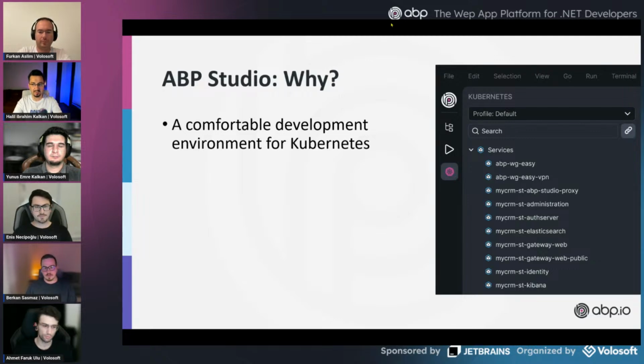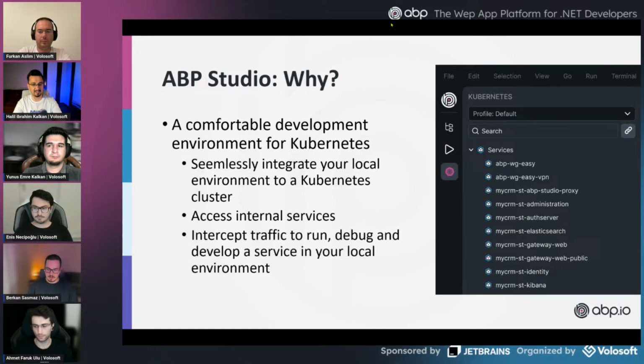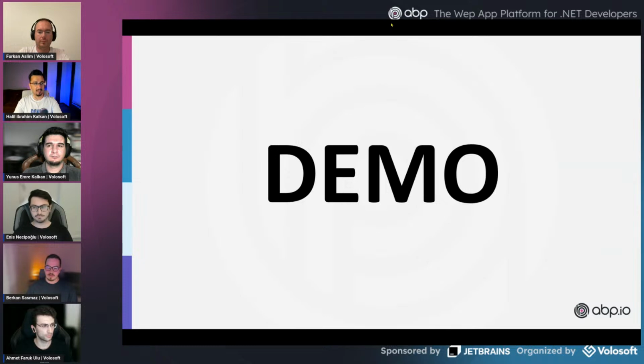With ABP Studio, we try to create a system that you can easily develop solutions against Kubernetes. So you can seamlessly integrate your local environment, your local computer, to a Kubernetes cluster and access its internal services. You can intercept traffic to run, debug, develop, and test a service that is running in your local environment, in your local IDE. So let's start the demo part.